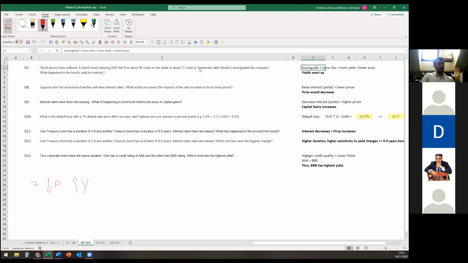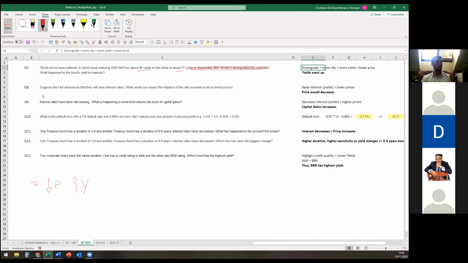And you didn't need to have this part of the sentence here if you think about it, right? Because you know that the price dropped, so it has to be the case. For some reason, you don't know the reason, but yields went up, okay? Now, question 8, it's basically asking the same thing, right? It's just different, but it's the same logic here.